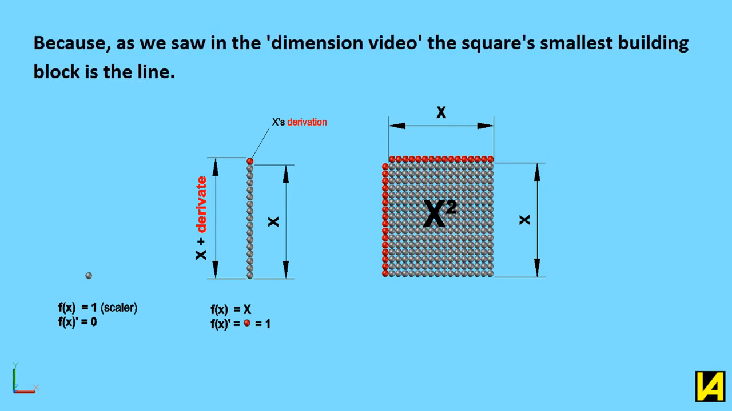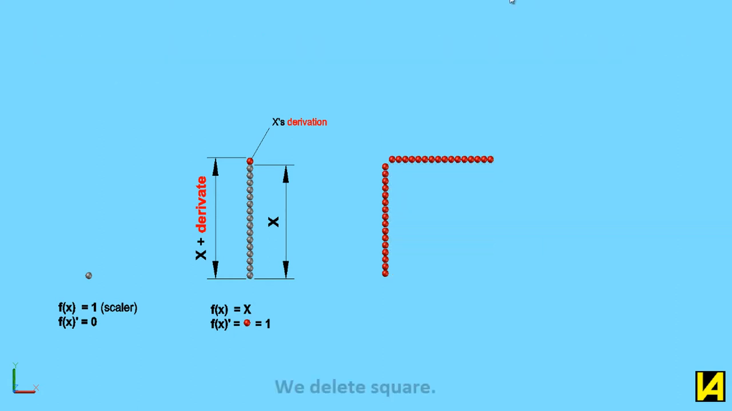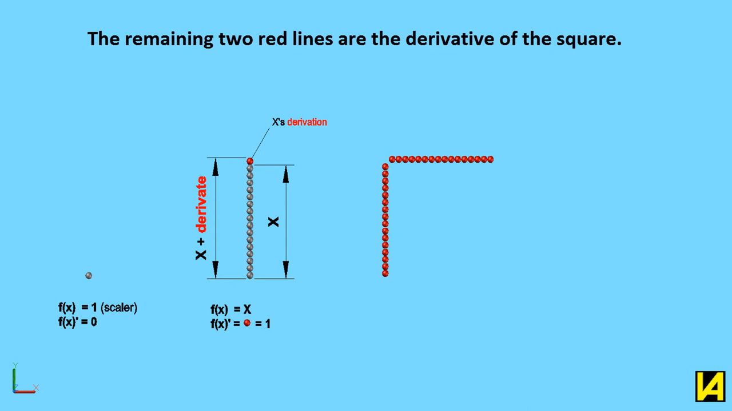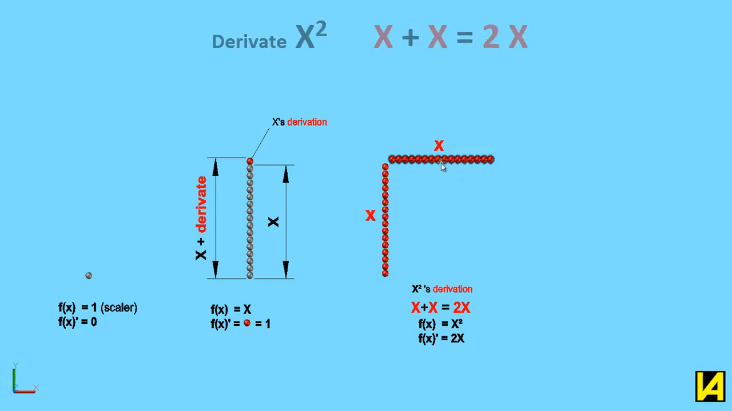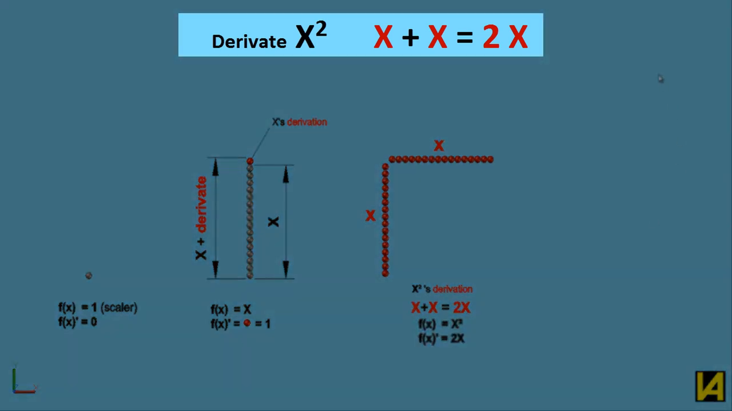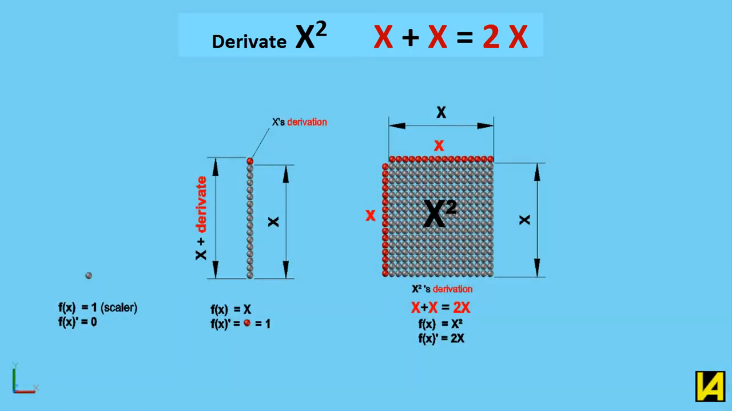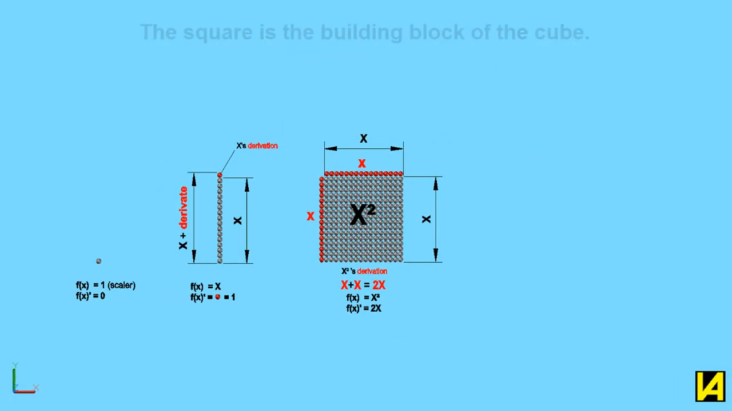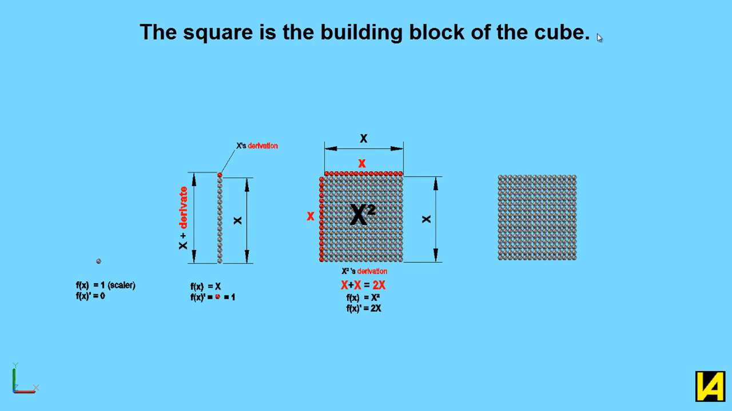Because as we saw in the dimension video, the square's smallest building block is the line. We delete the square. The remaining two red lines are the derivative of the square. The square is the building block of the cube.